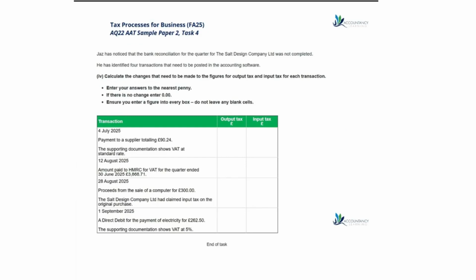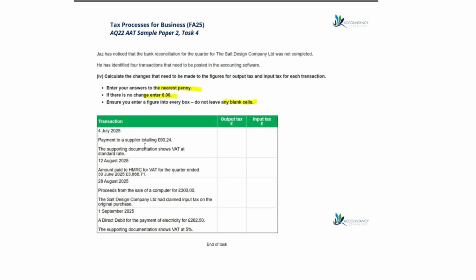Jazz has noticed that the bank reconciliation for the quarter for the Salt Design Company was not completed. He has identified 4 transactions that need to be posted into the accounting software. So we need to calculate the changes that need to be made to the figures for output tax and input tax for each transaction. We need to enter to the nearest penny, so 2 decimal places. Where there is no change, enter 0.00 and make sure that we don't leave any blank cells. So we're looking at how we're going to post this to the VAT account.